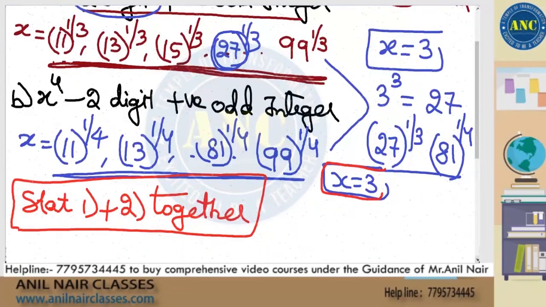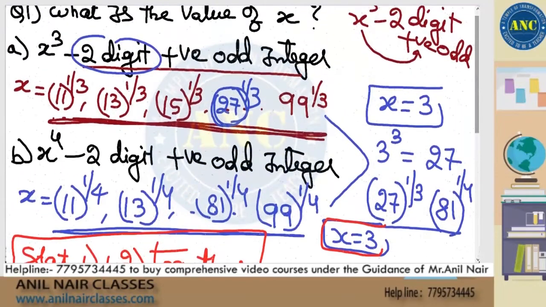Yesterday one student asked me, sir, please repeat the question for you beta. So the learning from this question is, if x cube is a 2-digit positive odd integer, it does not mean that x should be an integer. X can take a third also. So the answer for this question is statement 1 plus 2 together. First question, I hope it is clear, right?